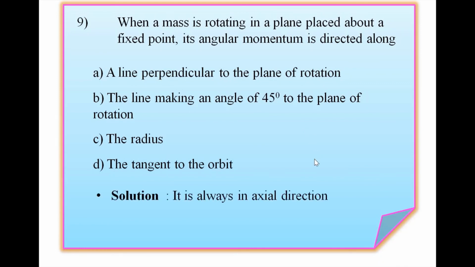So we know that it is always in the axial direction. So here option A is correct. That means a line perpendicular to the plane of rotation. So here friends, we saw some MHT-CET objectives of the point angular momentum. In the next video, we will see some other interesting objectives of the next point.